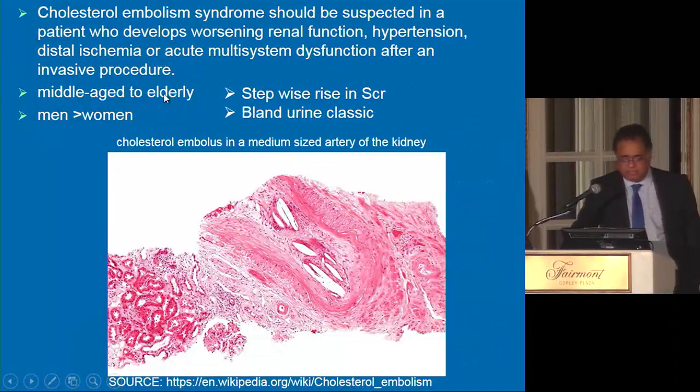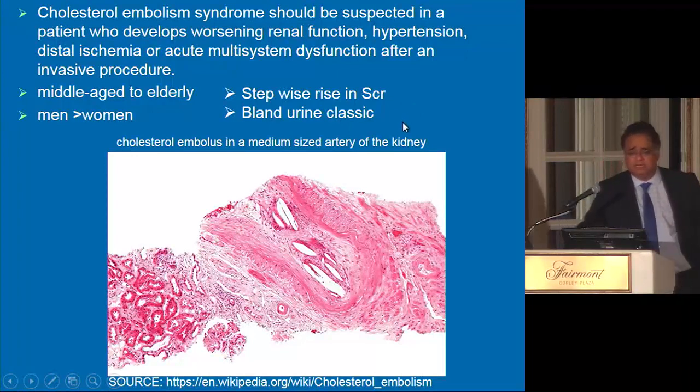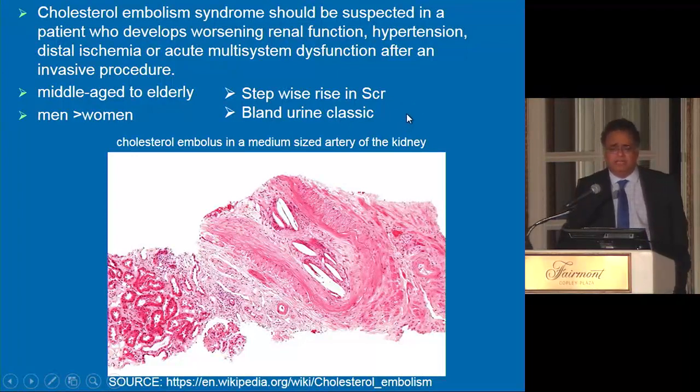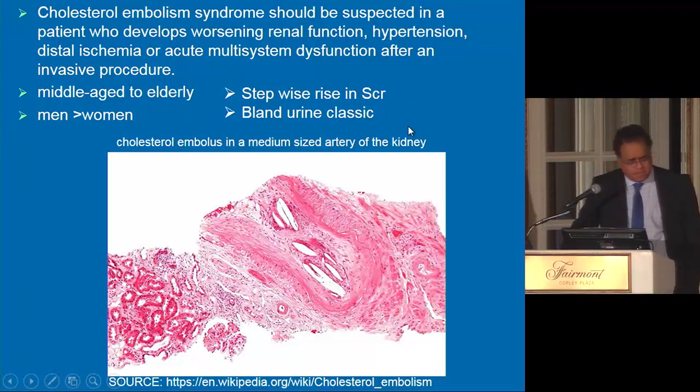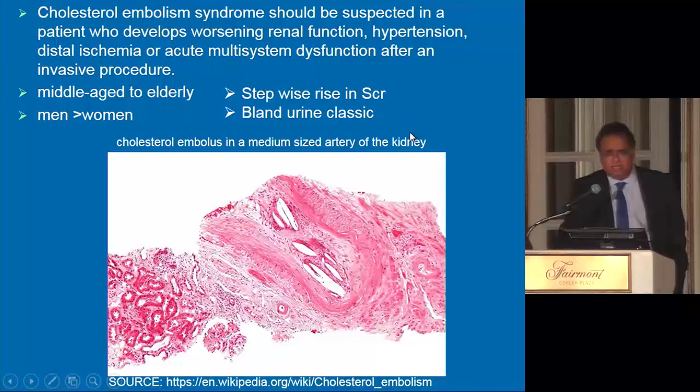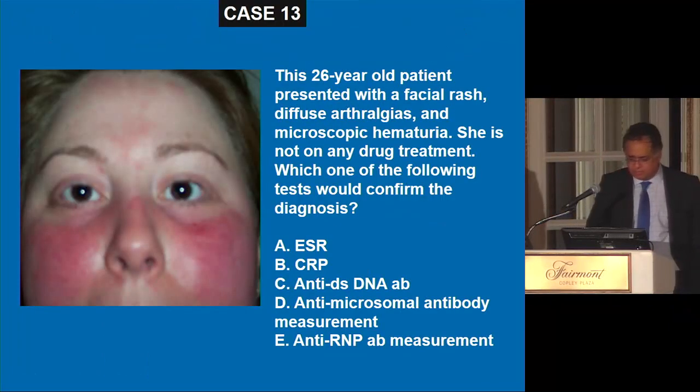Oftentimes these are middle-aged to elderly patients, men more frequently than women. You get a stepwise increase in serum creatinine. A bland urine is classic, but a paper published by Ravi Thadhani and colleagues showed you can actually see urine which may have formed elements like blood or white cells or granular casts.